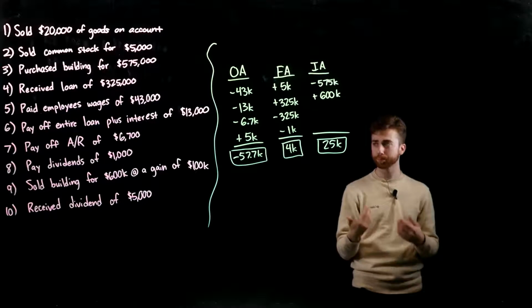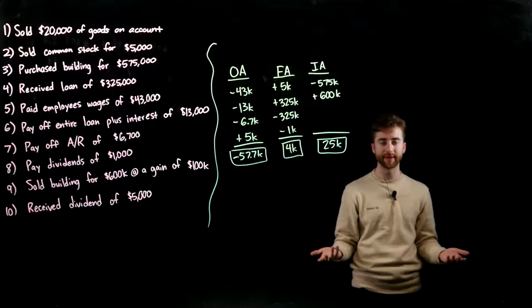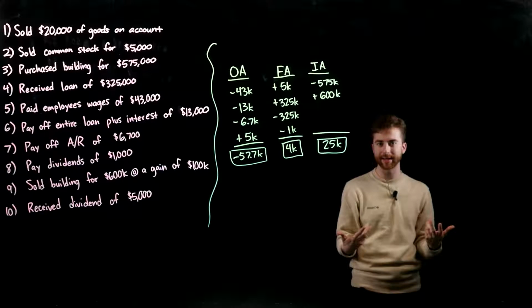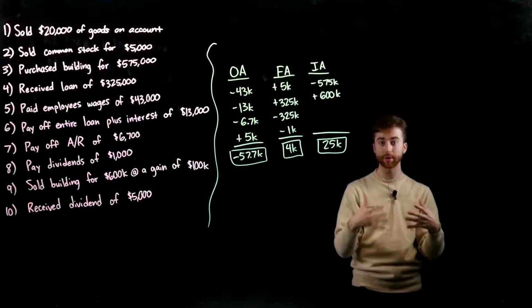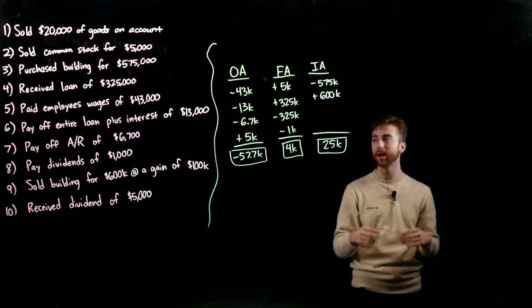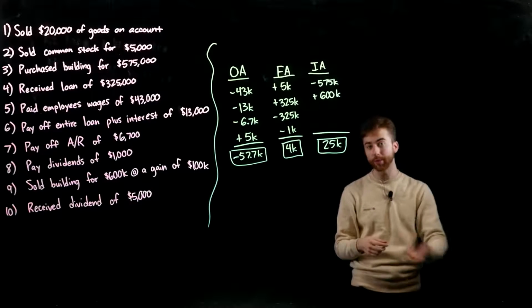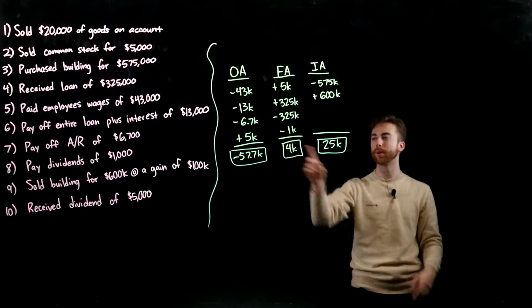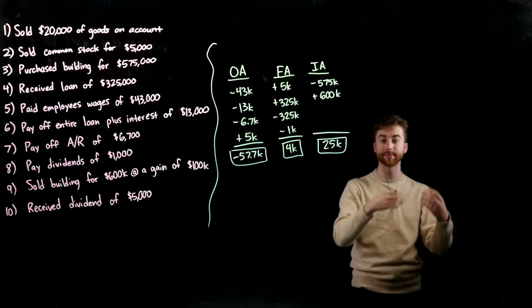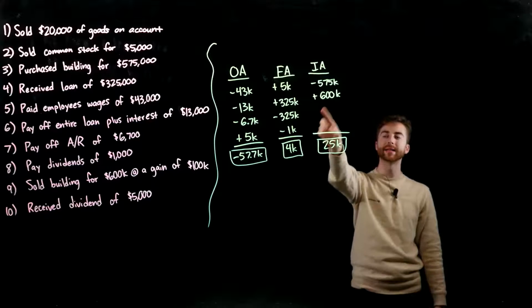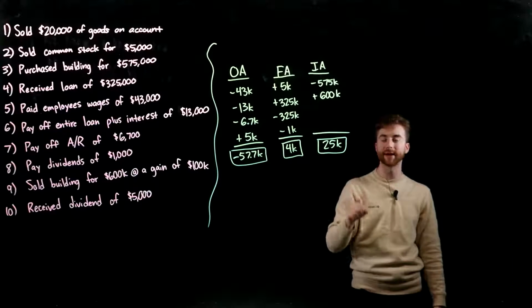For number four, we receive a loan of $325,000. So the purpose of getting that loan is that we needed a very large source of cash right then and there. And so we get the loan so that we can finance our company. So I put that plus $325,000 because I'm receiving this cash as a plus $325,000 under my financing activities.